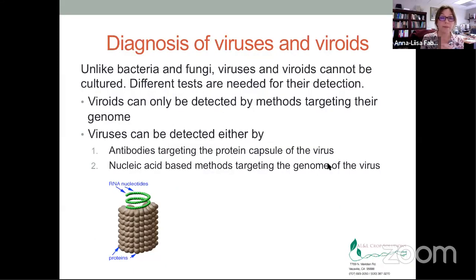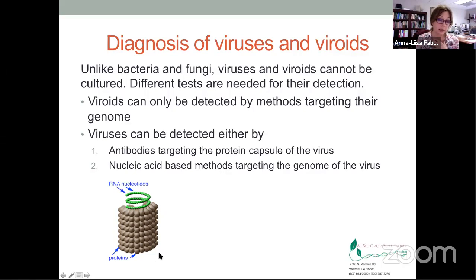So unlike bacteria and fungi, viruses and viroids cannot be cultured. There's nothing growing, there's no media that we can increase them on. We need to use different tests for their detection. Viroids can be only detected by methods targeting the genome, that RNA that it's made of. Viruses instead can be detected by antibodies that target the protein capsules, the surface structures.